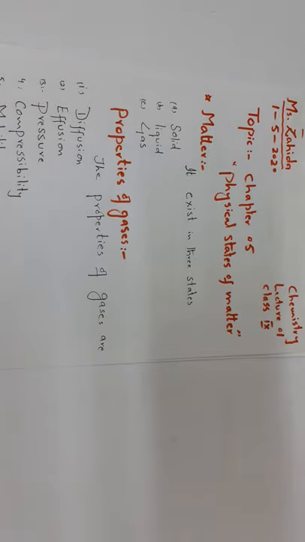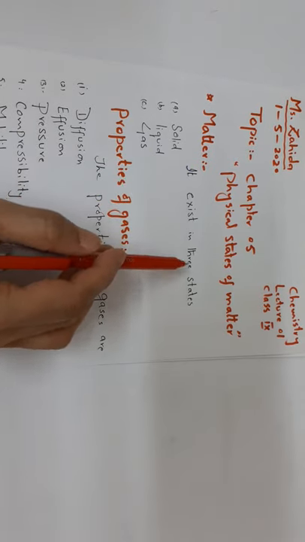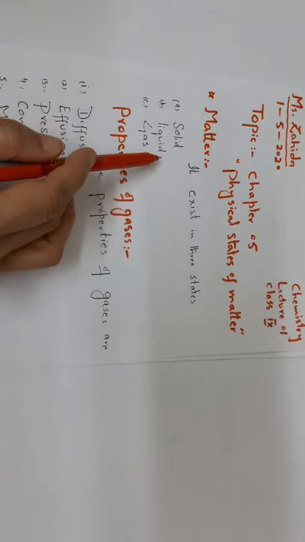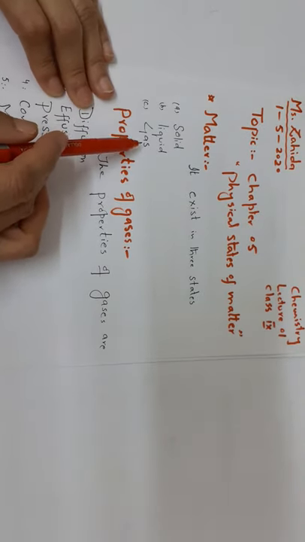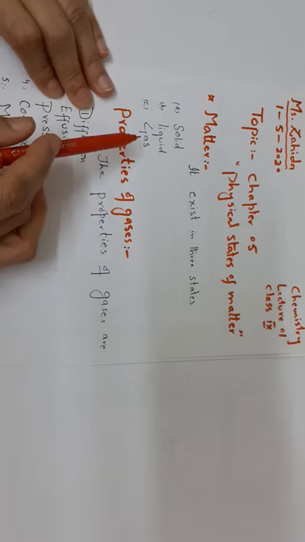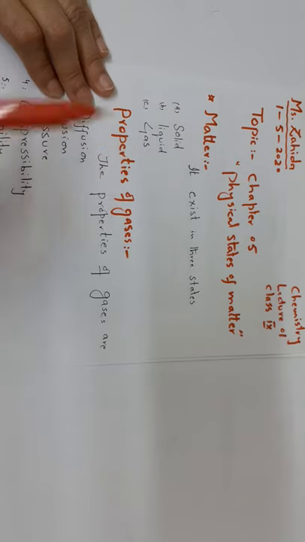Now, what is matter? Anything which has weight, volume, and definite shape is called matter. Matter exists in 3 states: solid, liquid, and gas. What is solid? In solid, molecules are closely packed and have definite shape.